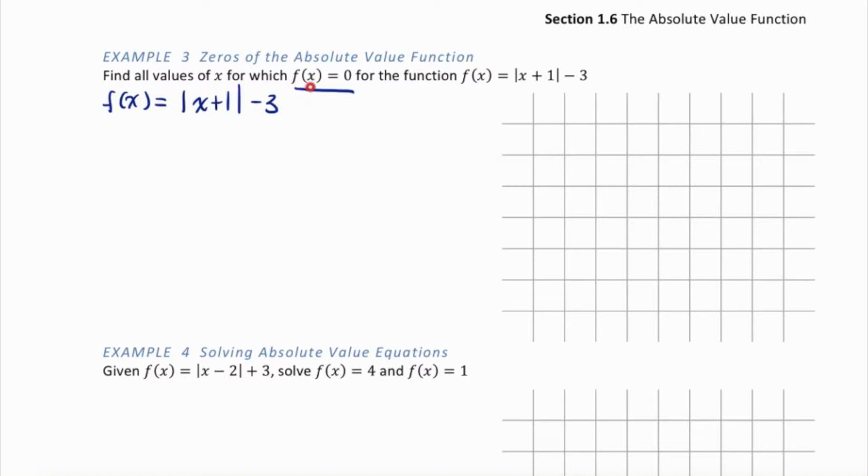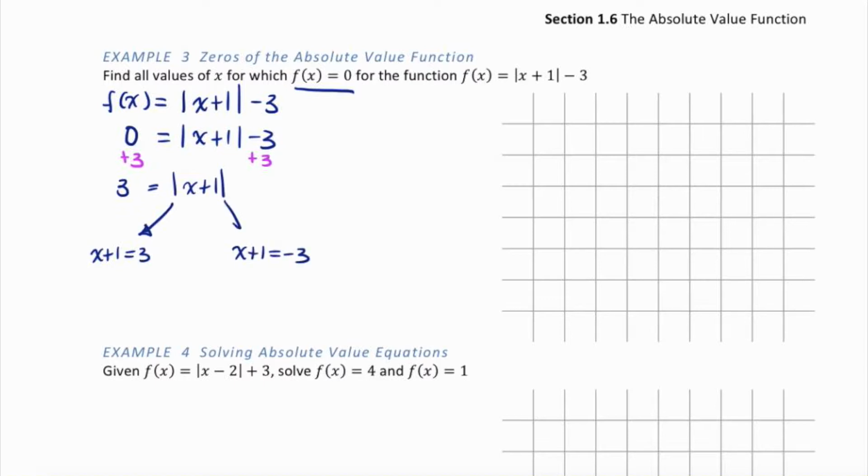So wherever I see an f of x, I'm going to replace that with a 0. That's right here. This becomes 0. If 0 equals the absolute value of x plus 1 minus 3. Let's go ahead and add 3 to both sides. And now I have 3 equals the absolute value of x plus 1. I'm going to want a positive case and a negative case. So here's my positive case, x plus 1 equals 3. And my negative case, x plus 1 equals negative 3.